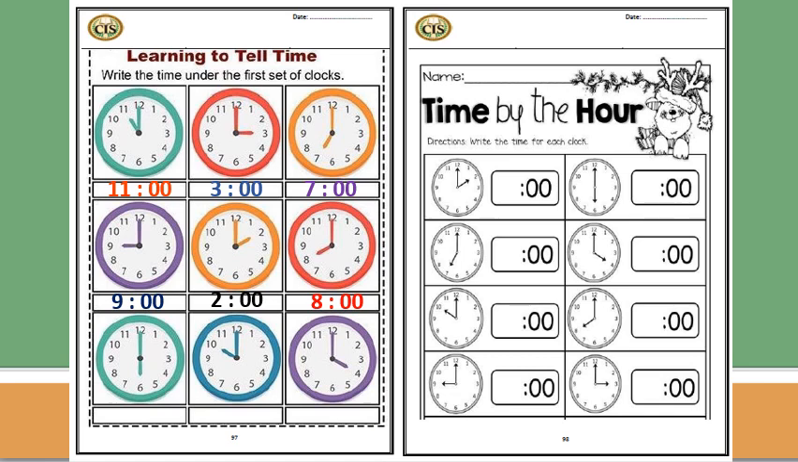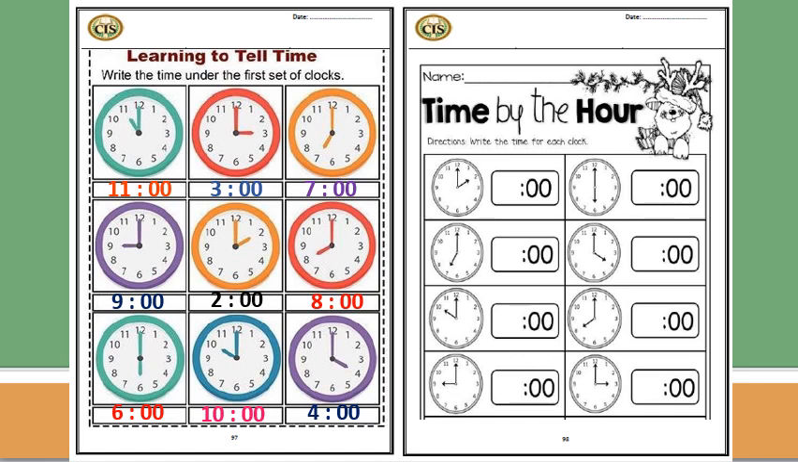Here, the short hand points to 6 and the long hand points to 12. It means 6:00. Here, the short hand points to 10 and the long hand points to 12. It means 10:00. The last clock here, the short hand points to 4 and the long hand points to 12. In digital form, it means 4:00, 4 hours, 0 minutes. Page number 98. Write the time for each clock.